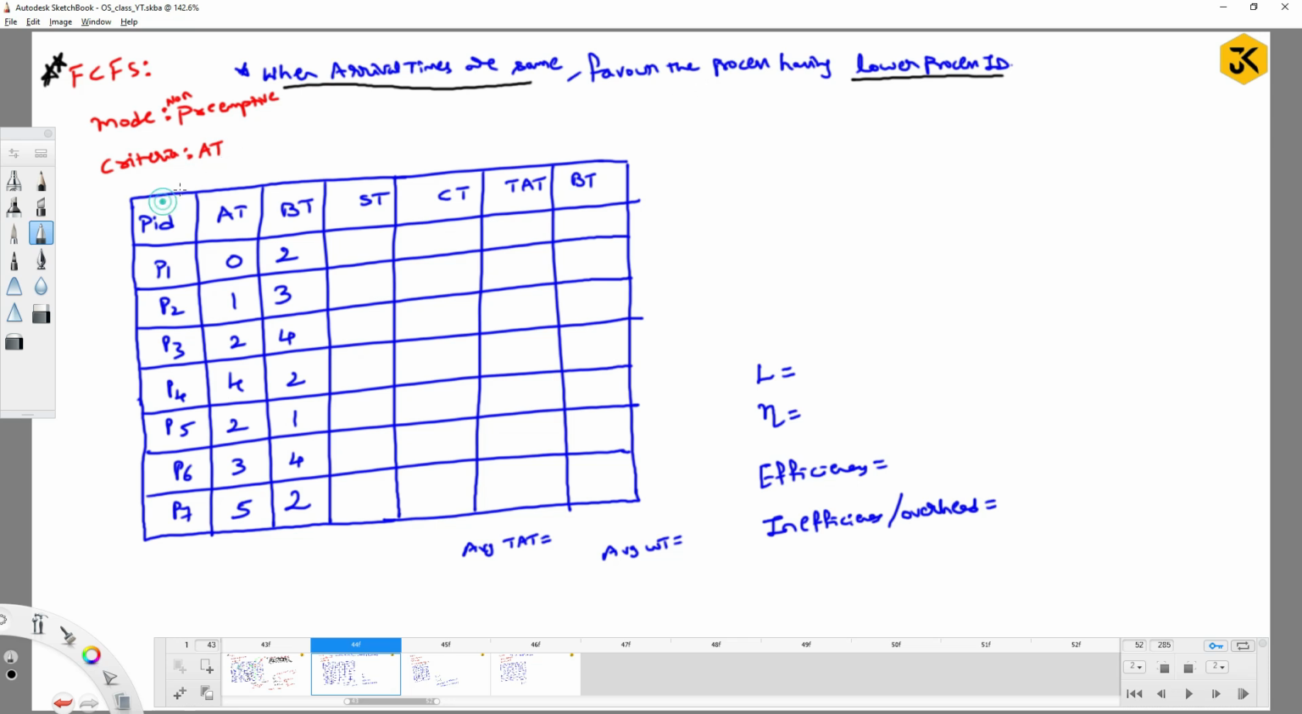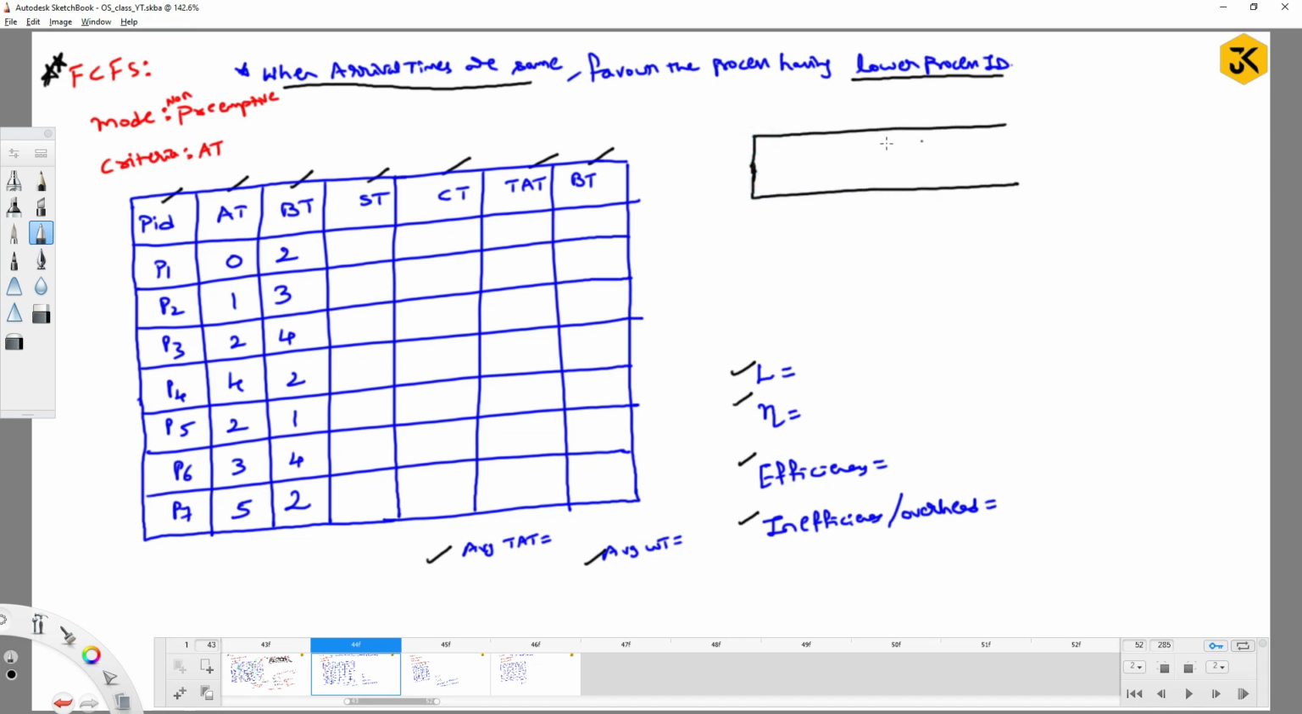They have given process ID, arrival times, and burst time. You have to calculate starting time, completion time, turnaround time, waiting time, average turnaround time, average waiting time, schedule length, throughput, and efficiency and inefficiency or overhead. In the FCFS algorithm, the processes are allocated based on first come, first served.